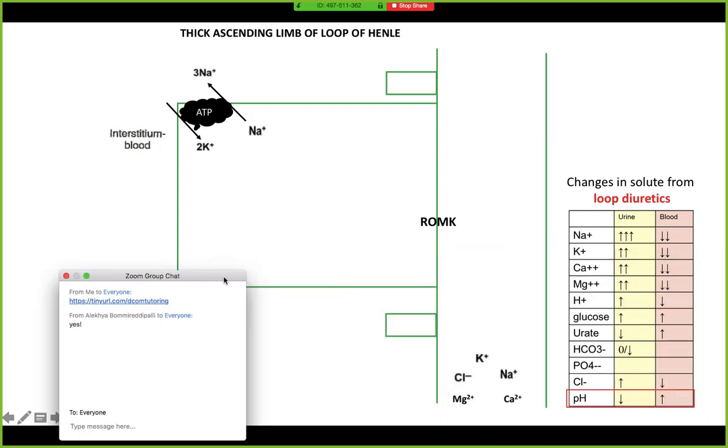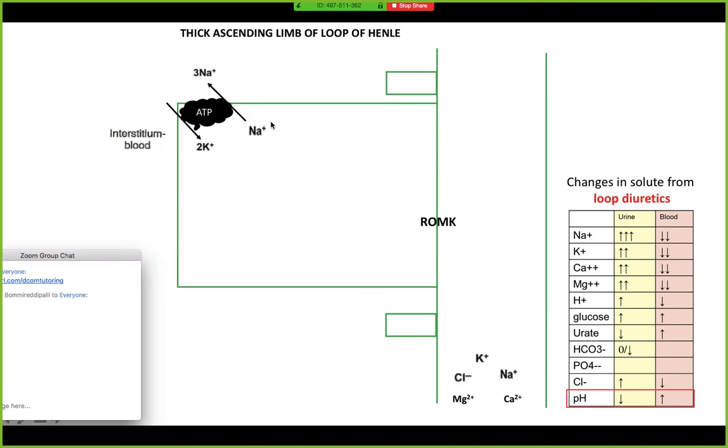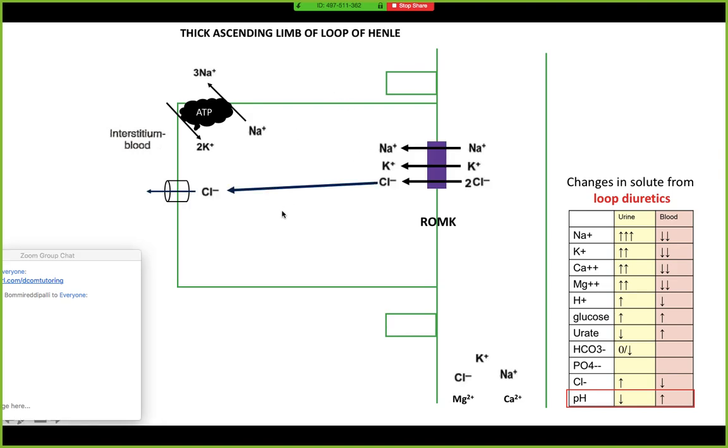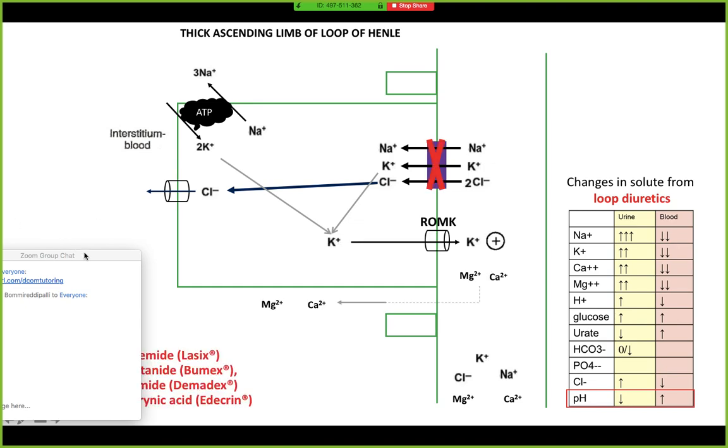So now moving on to the thick ascending limb of the loop of Henle. This is where your loop diuretics are going to work. So let's plug in his animations here real quick.